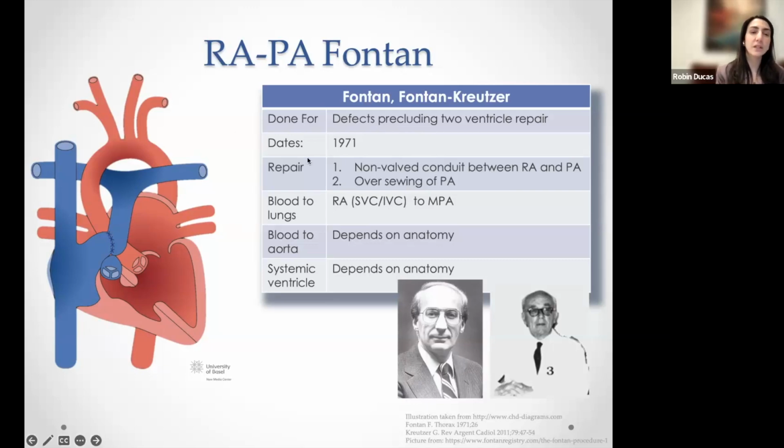And so it is typically a non-valved conduit between the right atrium and the pulmonary artery, and we transect the pulmonary artery so that there's no flow from the ventricle into the PA any longer. And so this tells you nothing about what the systemic ventricle is, but it does tell you that all venous blood flow from the head and the legs goes into the right atrium, then gets connected to the RPA.